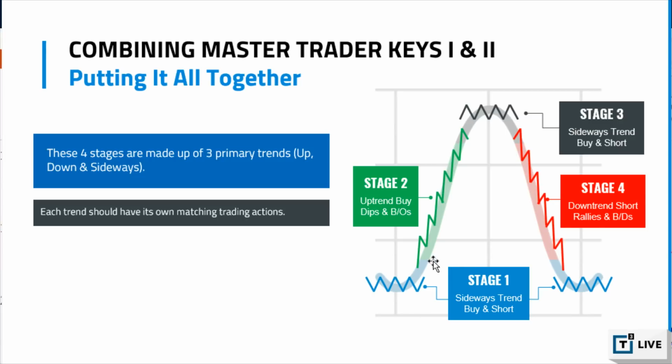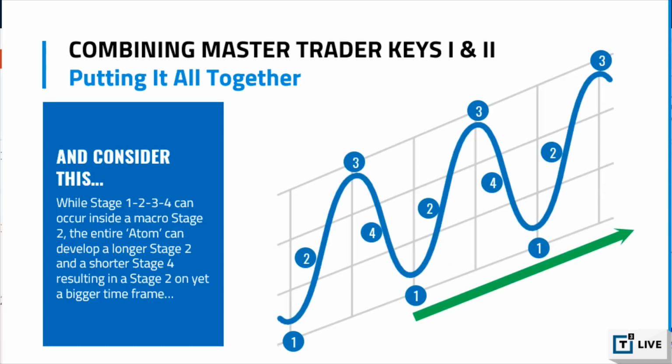So the stock doesn't go up in a straight line. It goes up and down, up and down, up and down. But notice it's in an uptrend, higher highs and higher lows. Each trend should have its own matching trading actions. So you need to learn tactics for each trend: uptrend, the downtrend, and the sideways trend.